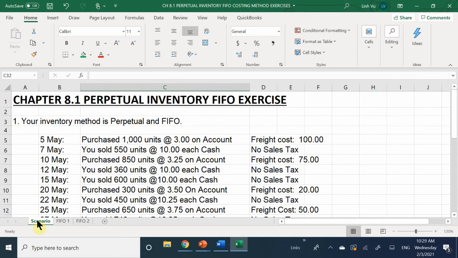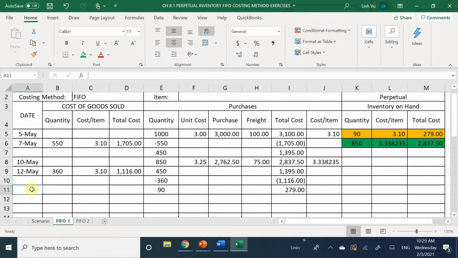You sold an additional 600 units at $10 each for cash, no sales tax. So you sold an additional 600 items. Now let's go take a look at this. Let's look at our batches. Is our orange batch enough to sell 600 items? No. So we're going to actually get rid of this orange batch.